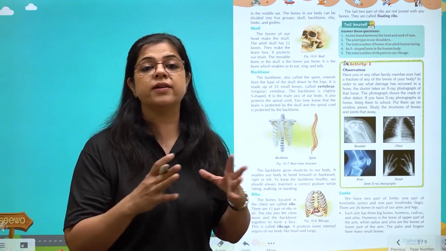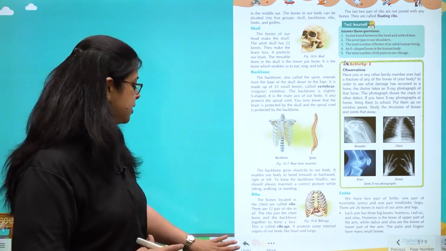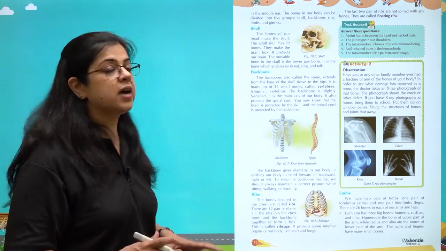There are 206 bones in the entire human skeleton. So let's discuss about the skull.